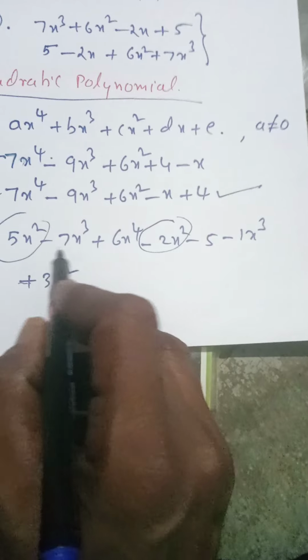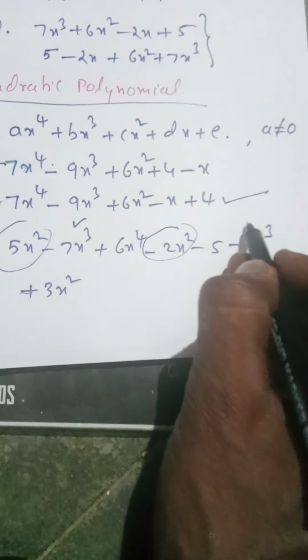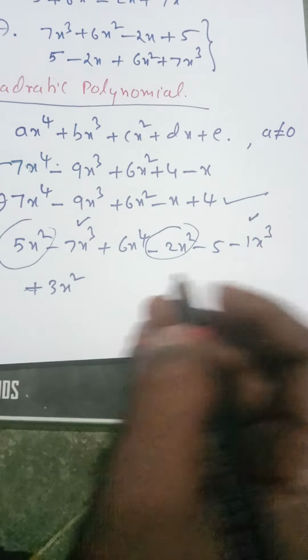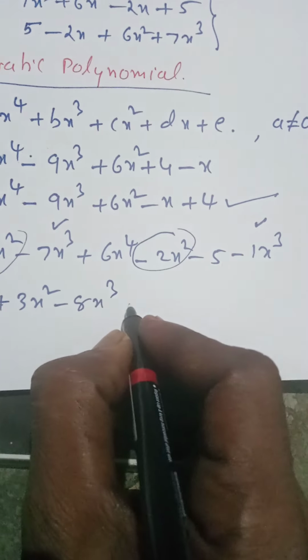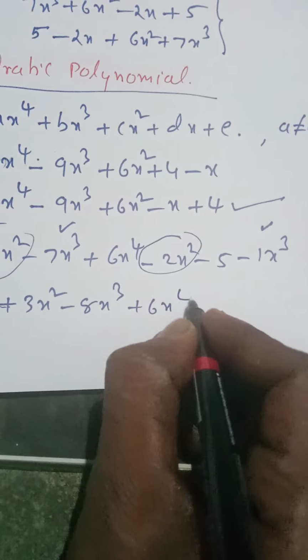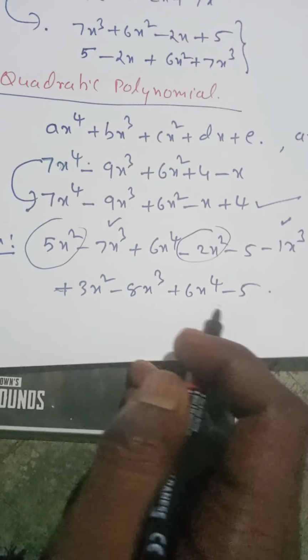And here minus 7x cube minus 1x cube, these both are like terms here. We can simplify them. Minus 7 and minus 1, that is minus 8. We write minus 8x cube, and the remaining terms plus 6x to the power of 4 minus 5. So again, all these terms are not arranged in order.